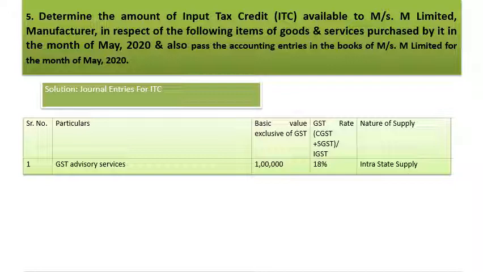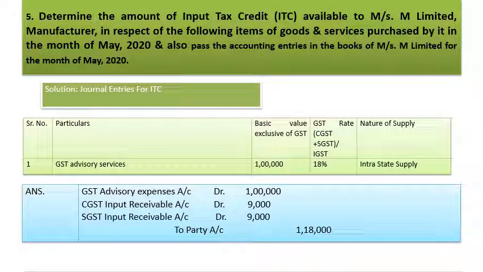So first of all, before passing entry, you have to decide whether credit is allowed or not, whether ITC on the GST paid on this 1 lakh at 18% is available or not. So answer is yes, credit is available. So if credit is available, then what is the entry? Entry is GST advisory expense account debit 1 lakh, CGST input receivable account debit 9,000, SGST input receivable account debit 9,000, to party account 1 lakh 18,000.